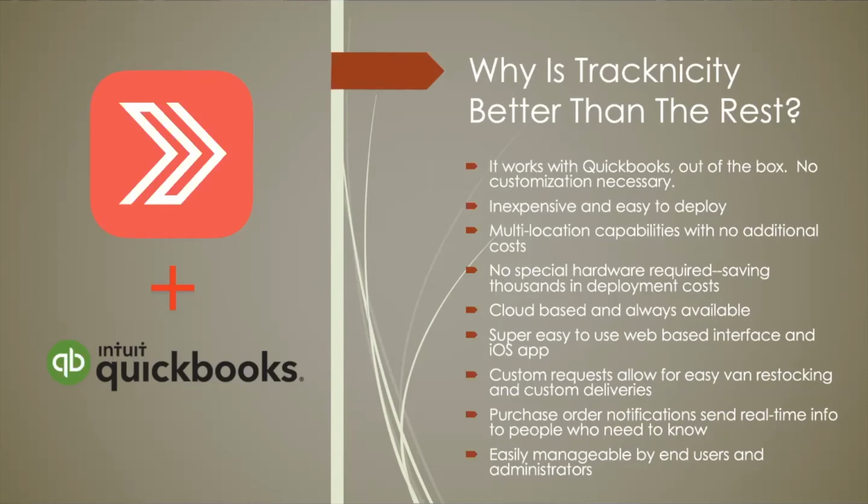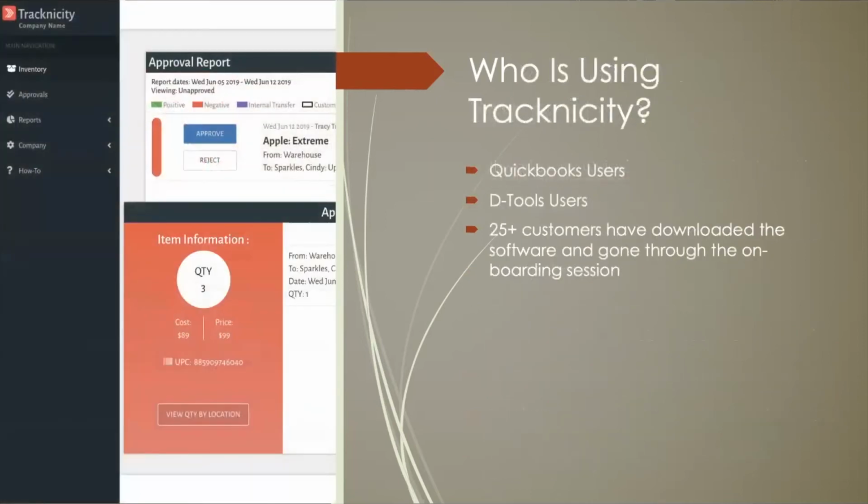This was a big challenge we set out to overcome with Tracknicity, because we always found that if something wasn't in inventory, it didn't work real well. And we were then in the manual process again. So we wanted the ability to support custom parts, custom things like that, because a lot of what we do in our industry is custom. So the ability to do that was very important for us. Purchase order notifications send real-time information to the people who need to know, and it's very easy to manage by end users and administrators.